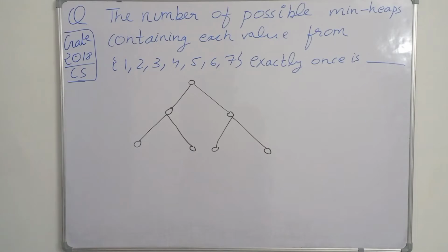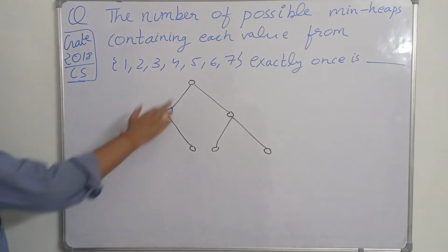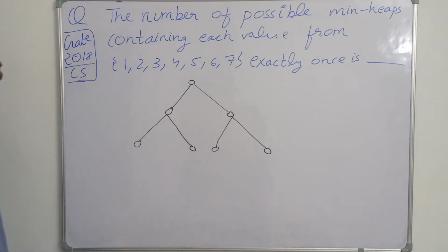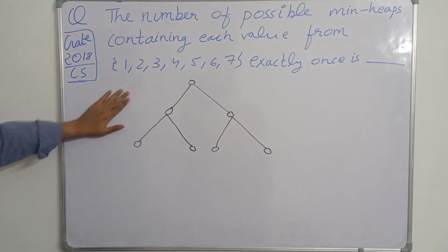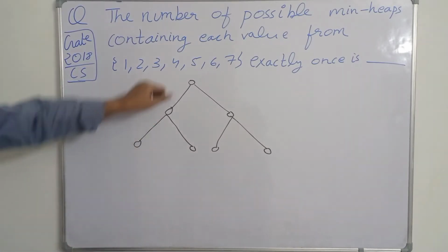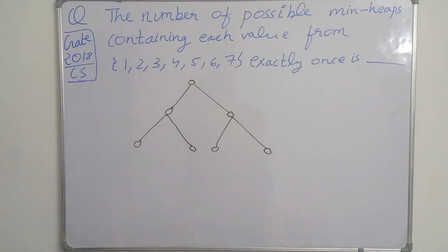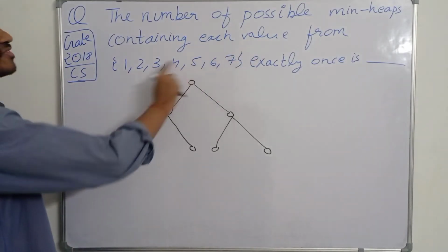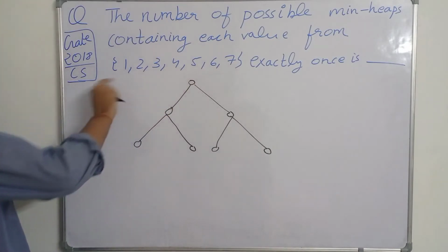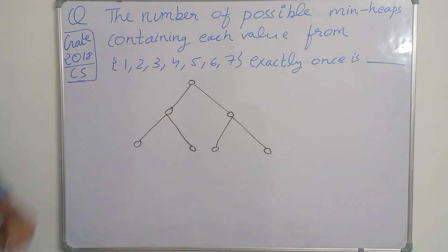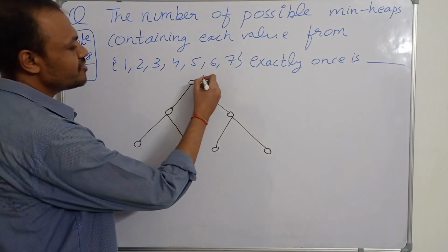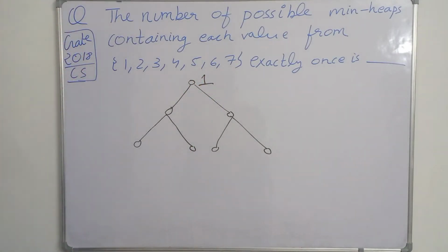So this is a min heap, and in a max heap the value of the node is larger than both its children. So the max heap is the opposite of the min heap, where the value of the node is larger compared to both its children. In a max heap the root is always the largest, and in a min heap the root is always the lowest. We have to select these values exactly once. The lowest value is 1, so obviously the root will have the lowest value, and that is 1.